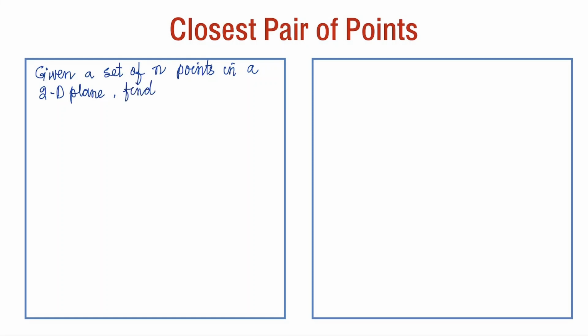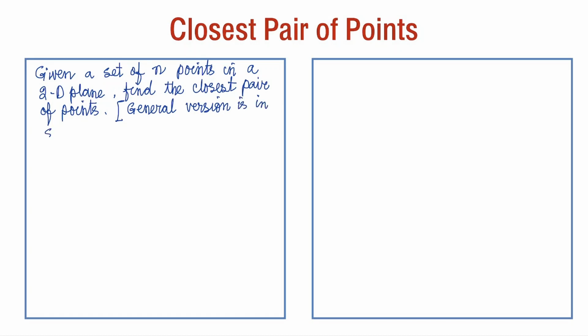find the closest pair. The distance between these points can be measured by either the Euclidean distance or any other appropriate distance, Manhattan distance or something like that. So we need to find the closest pair of points. The general version of the problem is in some d dimension.